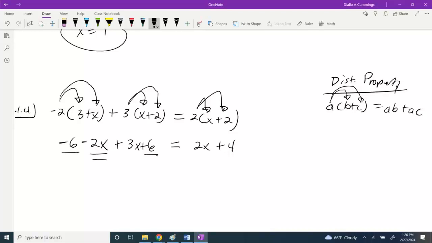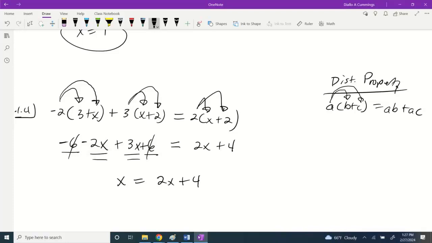And then I have 2 variables, right? I have negative 2x and I have 3x. All right, so I'm going to keep that like variable, which is x. And if I combine my coefficients, negative 2 plus 3 will give me 1. So that left-hand side simplifies down to simply x. And I can't combine any like terms on the right-hand side. So I'm going to bring down 2x plus 4.